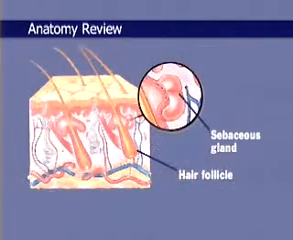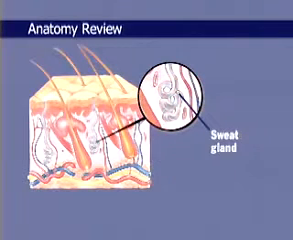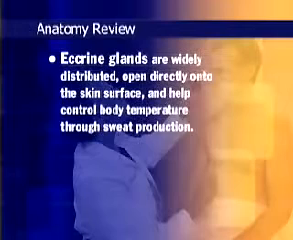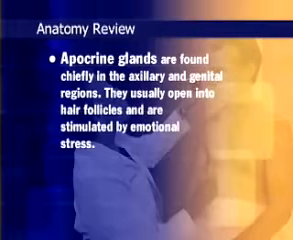Sebaceous glands produce a fatty substance secreted through the hair follicles. These glands are present on all skin surfaces except the palms and soles. Sweat glands are of two types, eccrine and apocrine. The eccrine glands are widely distributed, open directly onto the skin surface, and help control body temperature through sweat production. In contrast, the apocrine glands are found chiefly in the axillary and genital regions. They usually open into hair follicles and are stimulated by emotional stress.